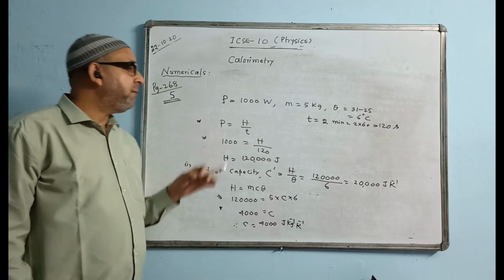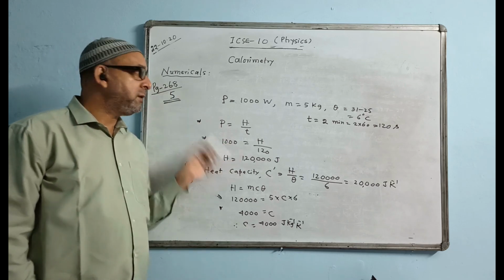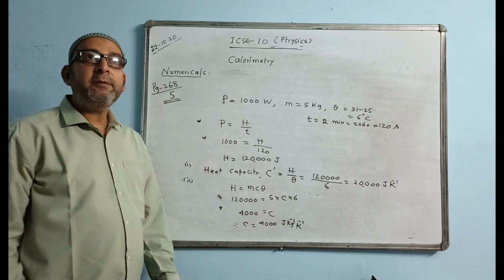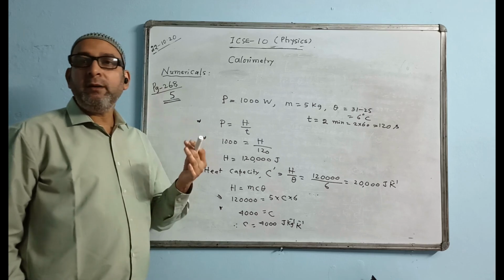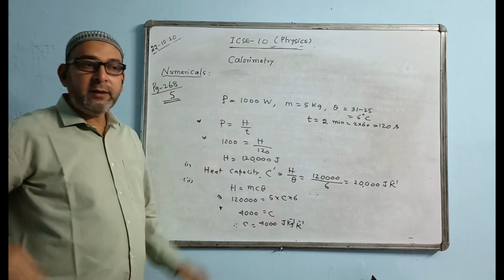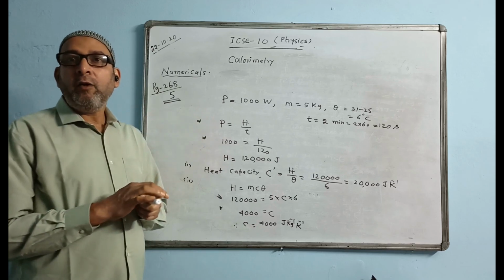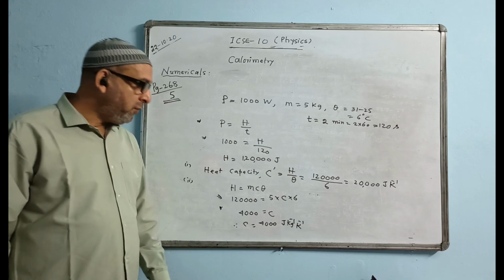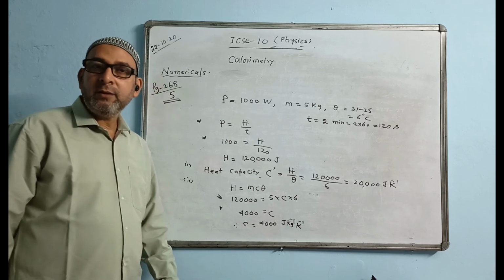These are the simple types. They may carry 2 marks. Now there is another type where one hot body will be losing heat and the cold body will be gaining heat when they are put in contact or mixed together. Those kinds of problems we will be doing in the next class. Okay, thank you.